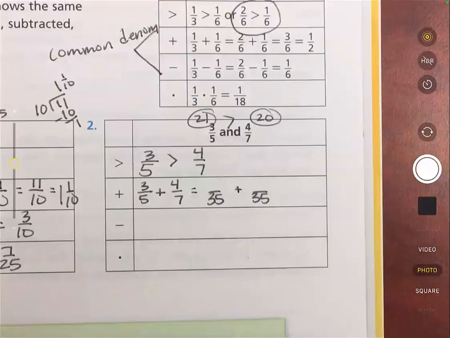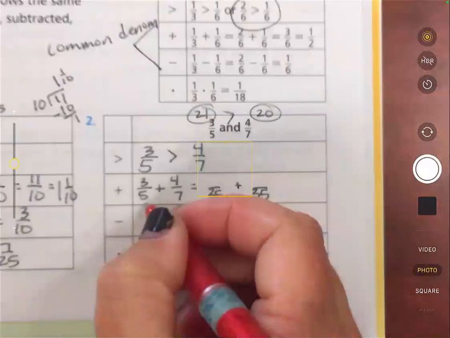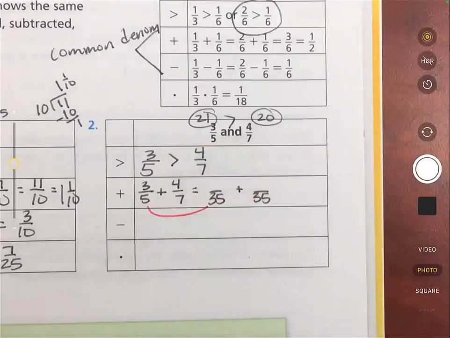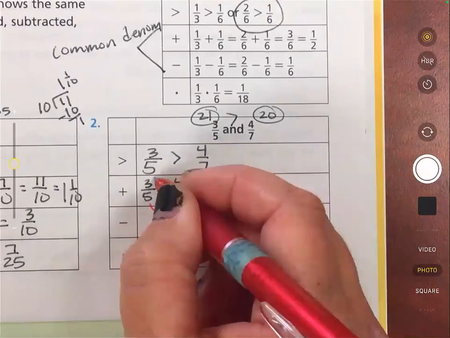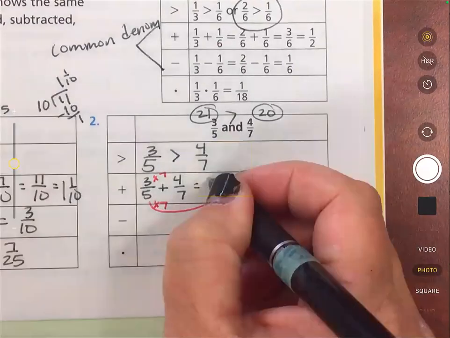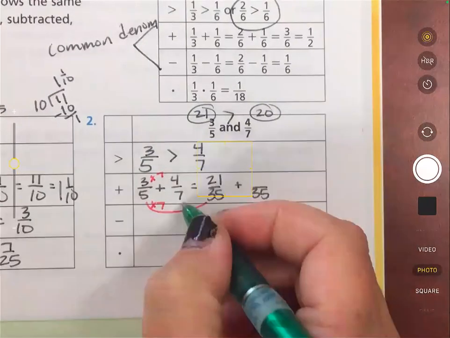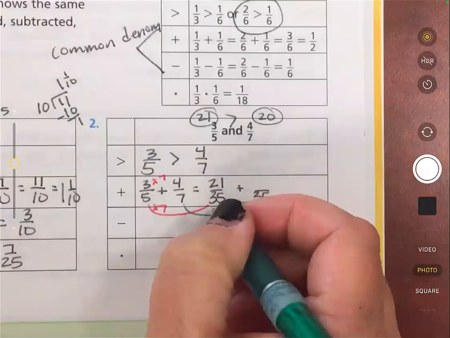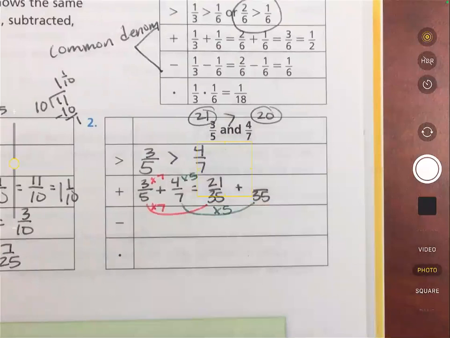Okay. And now, how do I get from 5 to 35? Times 7. So if I multiply that by 7, I have to do my 3 times 7. 3 times 7 is 21. Awesome. And now, how do I get from 7 to 35? Multiply by 5. I love it. Yes. What's 4 times 5? 20.